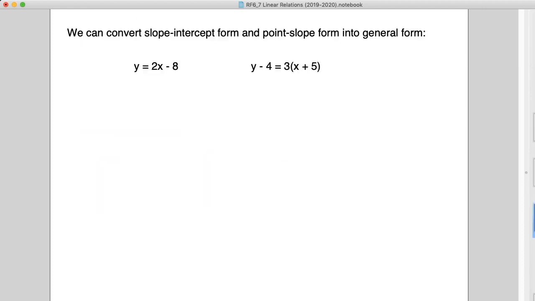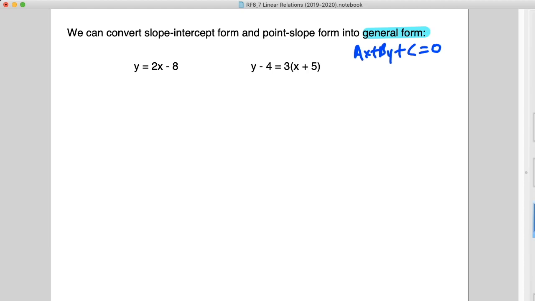Okay. So again, just to reiterate the fact that all three forms can be interchangeable, they can all be equal to the same thing. We can change them all into general form. So again, remember with general form, we have ax plus by plus c is equal to 0. We can't have any fractions, can't have any decimals, and that value of a, the coefficient of x, has to be a positive whole number.